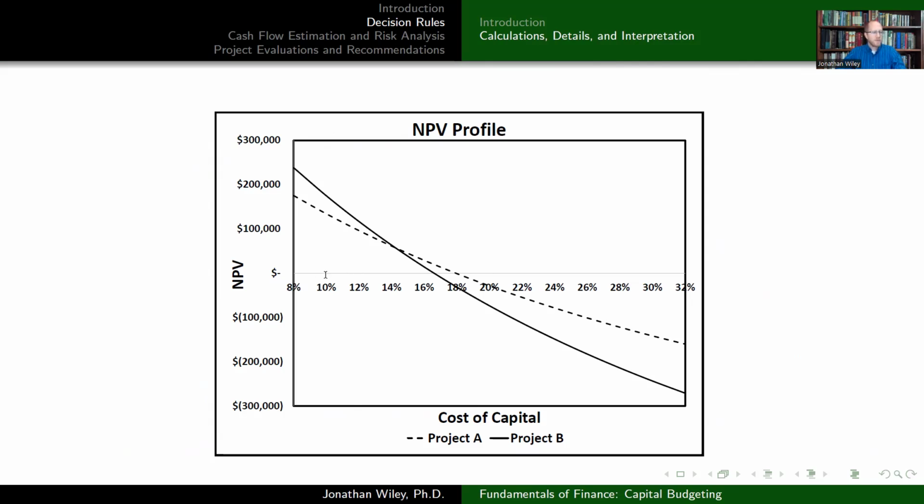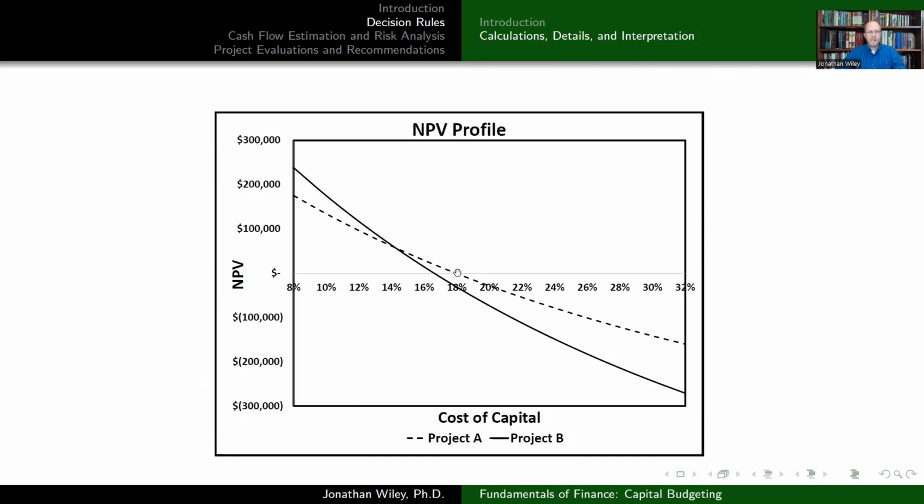So at a cost of capital of 10%, project B has the higher net present value, and project A has the lower net present value. At a cost of capital of 16%, project A has the higher net present value, and project B has the lower net present value. So which one looks better from a net present value standpoint actually depends on what the cost of capital is. So let's say that our appropriate risk-adjusted cost of capital or discount rate is 10%. According to net present value, it's saying B looks better.